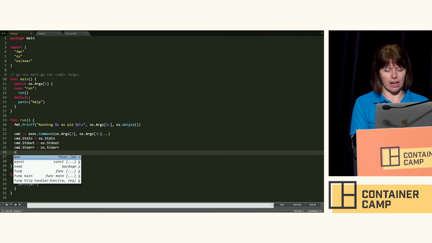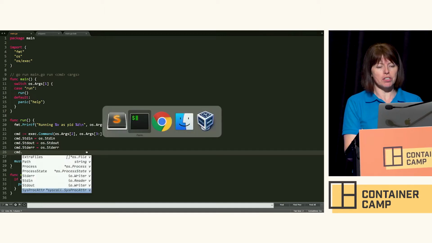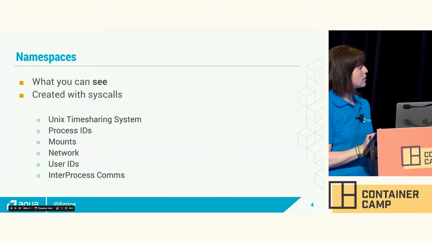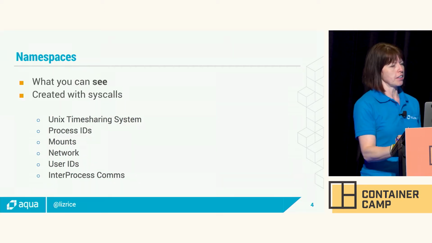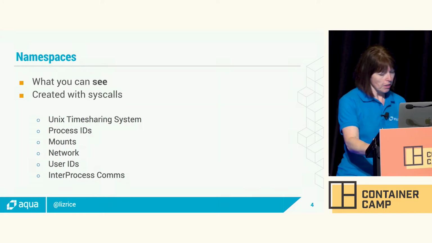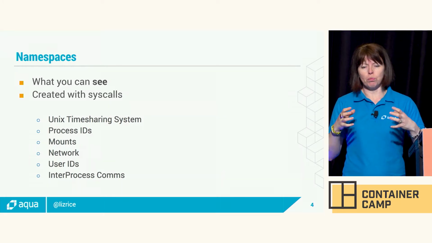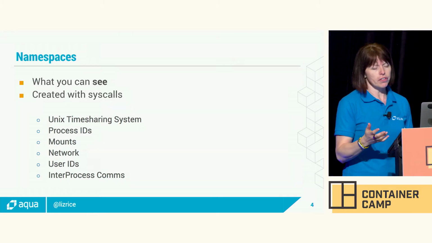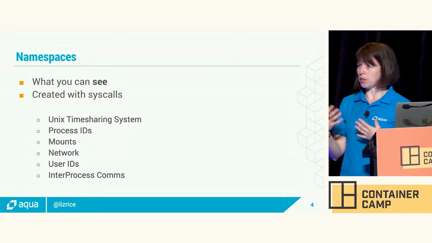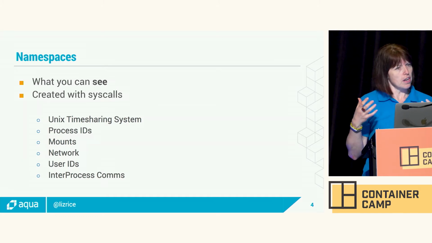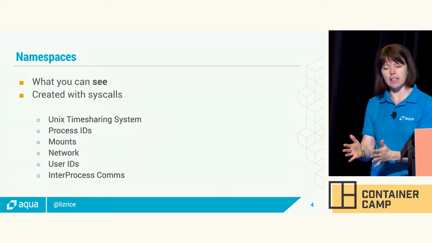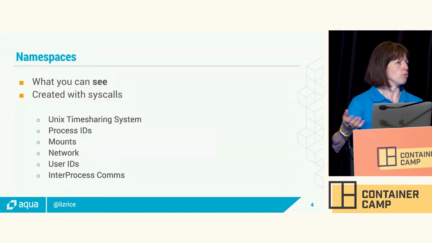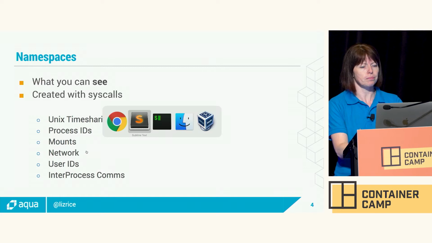Let's add some containerization. I was going to show a slide at this point, about namespaces. We're going to add some containerization by adding some namespaces. Namespaces restrict what the process can see. There are kind of half a dozen of them. I'm not going to do all of them, but we use syscalls to say to the kernel, when you create this process, I would like you to give it one or more of these namespaces.